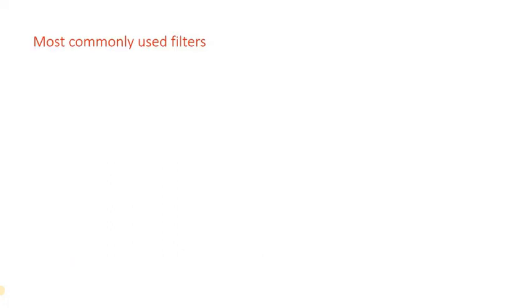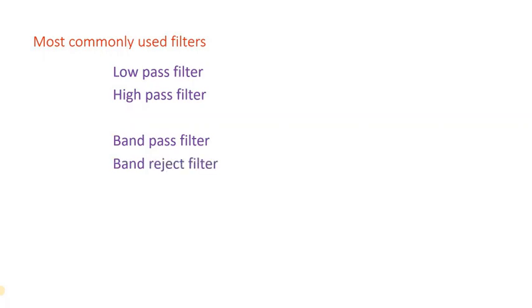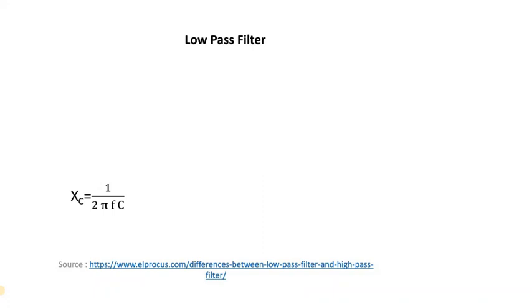So most commonly used filters are the low pass filter, high pass filter, band pass filter, band reject filter, and all pass filter. Now in the presentation to follow, I will be discussing each of the filters in the simplest manner, to give you a very good idea about how a filter works. So first is the low pass filter. Before I start with the low pass filter, I would like to revise this particular formula.